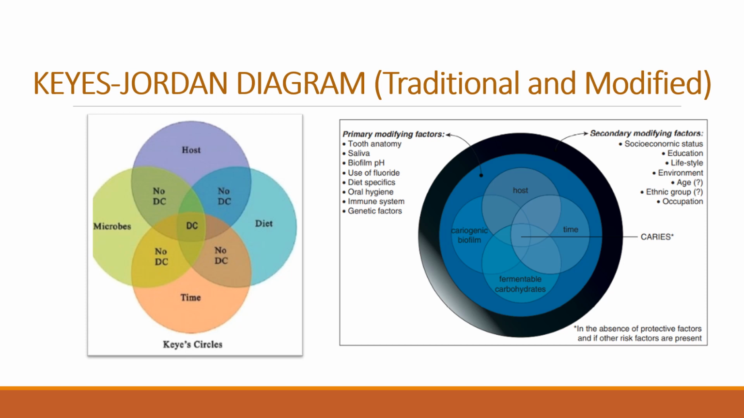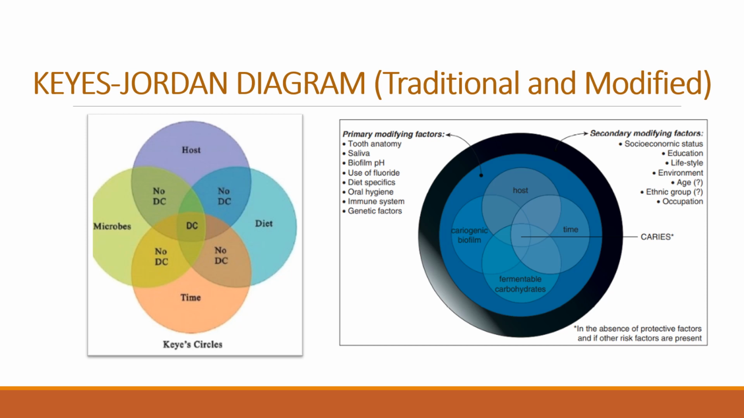Now, the only problem with the traditional Keys-Jordan diagram was that it was accused of being too simple, or it was accused of having oversimplified the etiopathogenesis of caries. So, to make the model more specific, a lot of other circles were also added to the model, like primary modifying factors. You can see that on your right. Secondary modifying factors like socioeconomic status, education, lifestyle, environment, all of these.